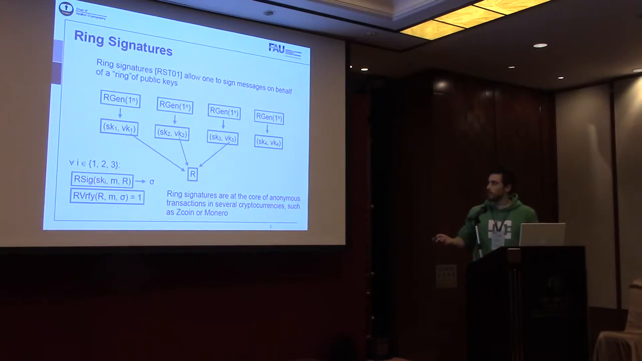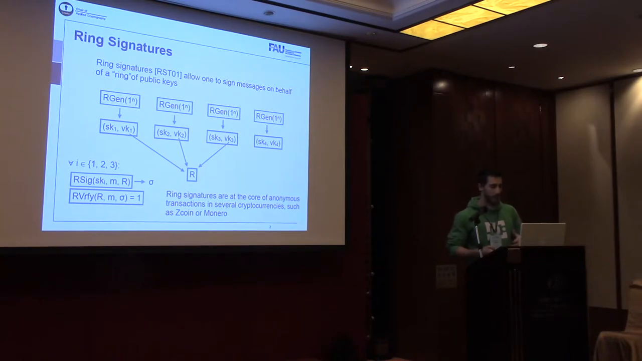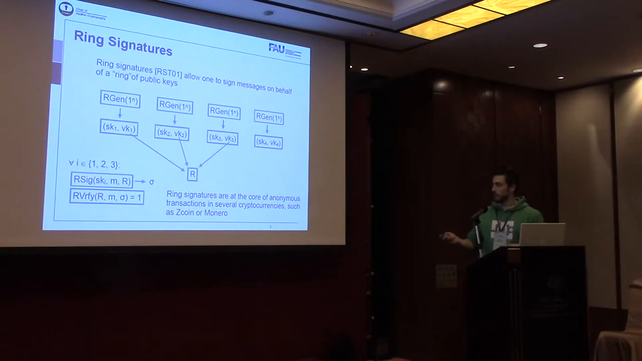And this ring can be chosen on the fly, and there is no need for a setup. You can just take some keys that you don't need to know the secret key of, and you can just go ahead. As long as you know one of the secret keys, you can sign. And this primitive is actually used in a real-life application, which is, surprisingly for advanced cryptographic primitives. In fact, Zcoin and Monero, at the very core of their architecture, implement something like this signature. So we believe that it's an interesting problem to look at.